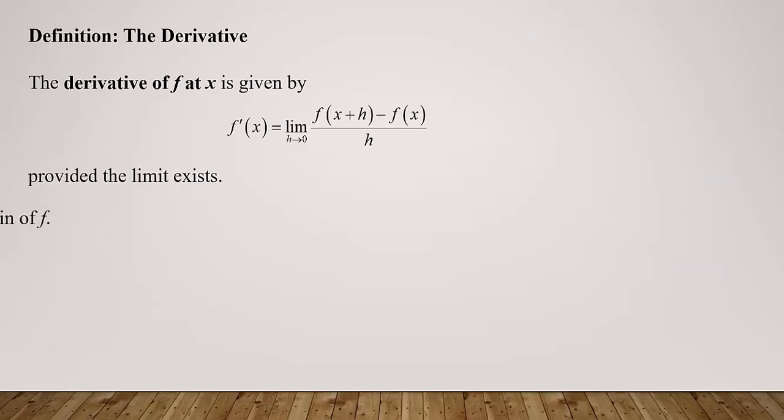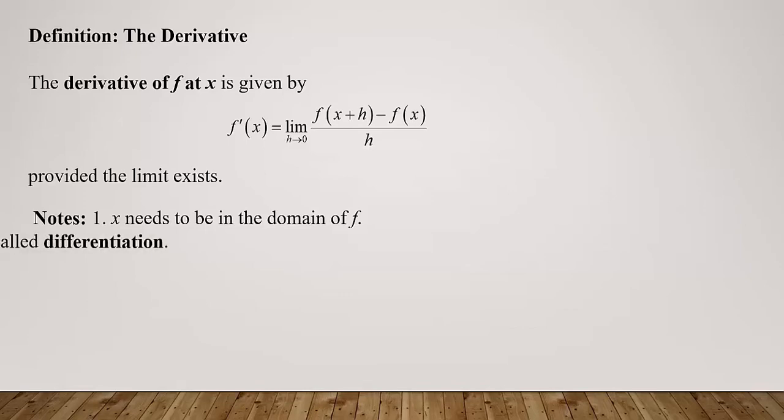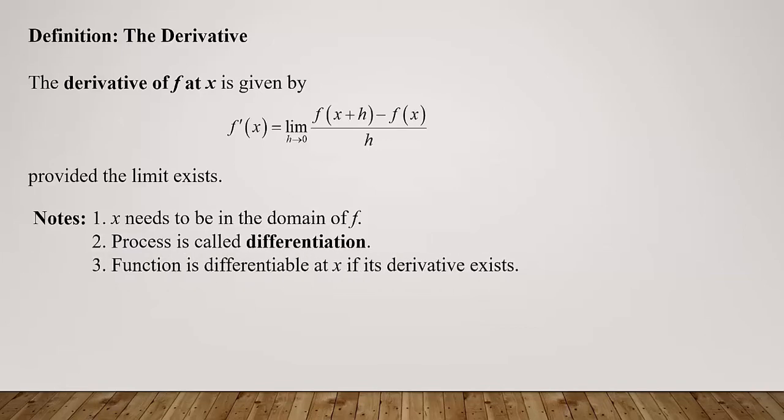And before we go further, I want to give you some notes on this definition. My first note, in order for the derivative of f at x to exist, well, x has to be in the domain of the function. I mean, if x isn't in the domain, there's no way a derivative could exist. When we go through the process of computing a derivative, that process is called differentiation. We are going to say a function is differentiable at x if its derivative exists at x.